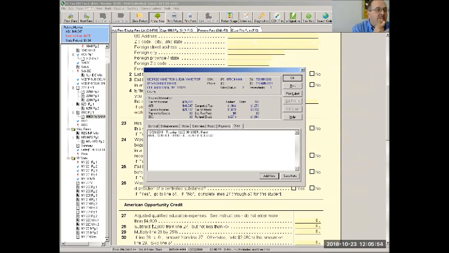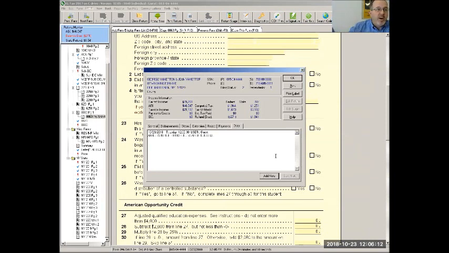It'll be her last year to claim it. Okay? Once I've typed that in, I have to go down the right and hit save note. Okay? And then that's saved. So that always travels with this Social Security number. So the taxpayer's Social Security number, this note will travel with that.